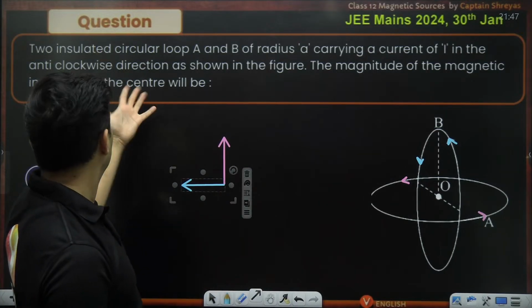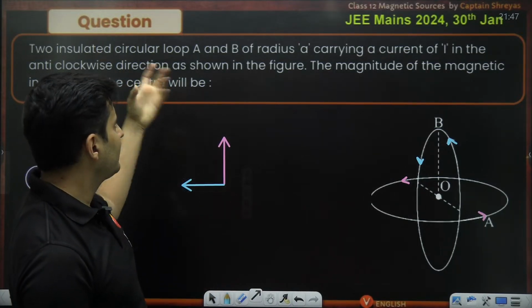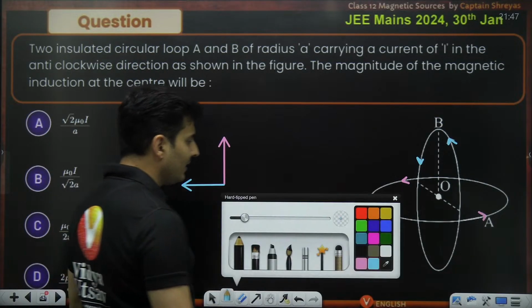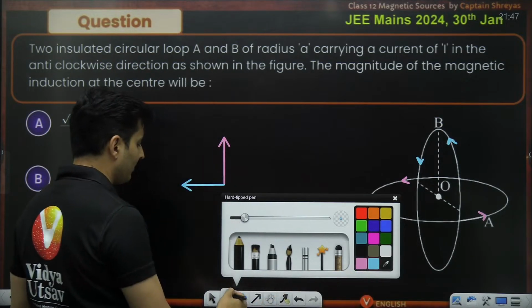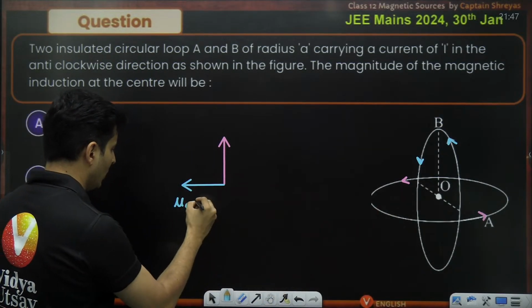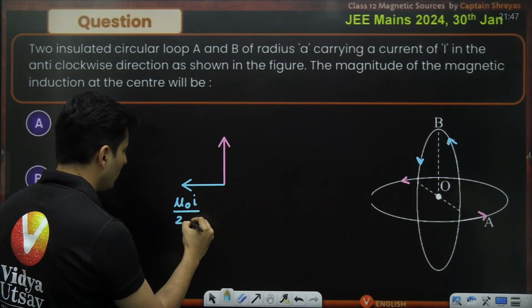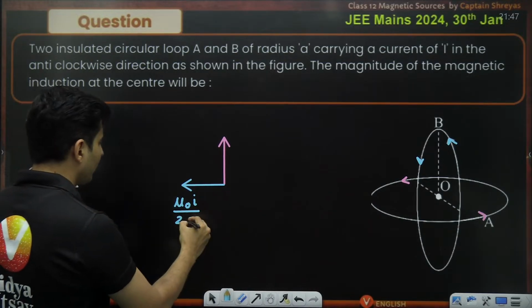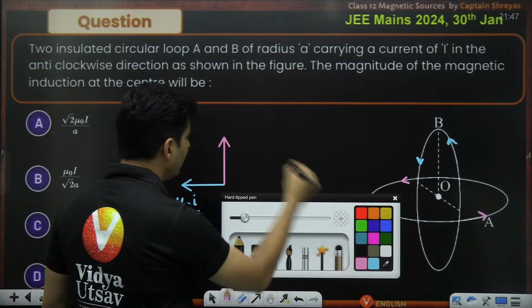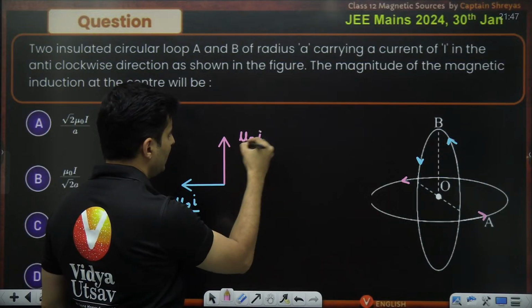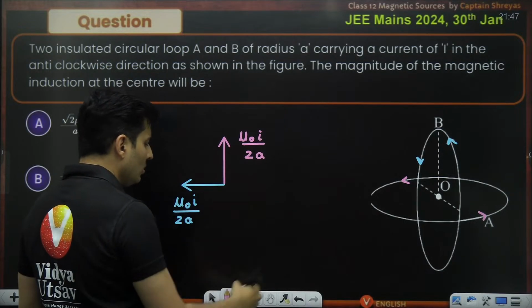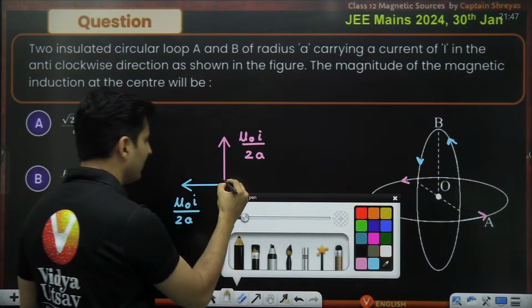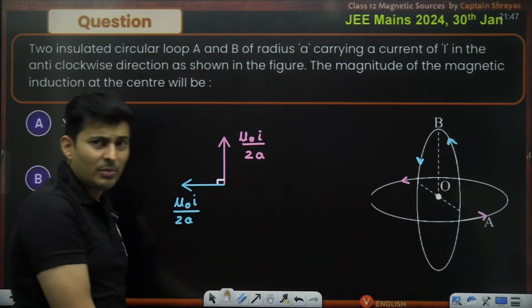Currents are the same. Wire radiuses are the same. So the magnetic fields, magnitude wise at least, are the same. Like this one will be mu naught I by 2, what is the radius? A. Here this is also going to be mu naught I divided by 2A. They are mutually perpendicular to each other, yes, because the coils are perpendicular.